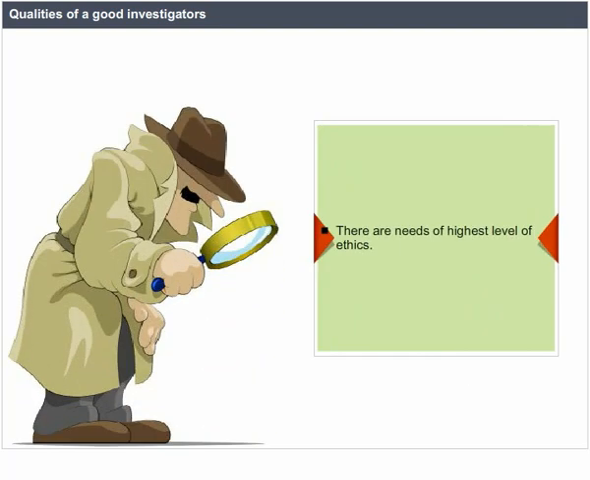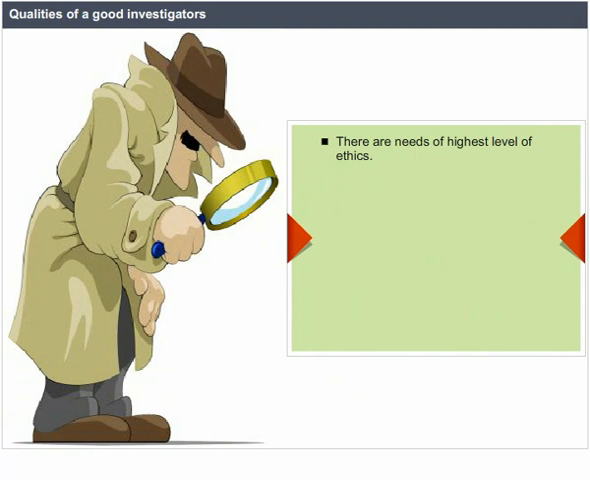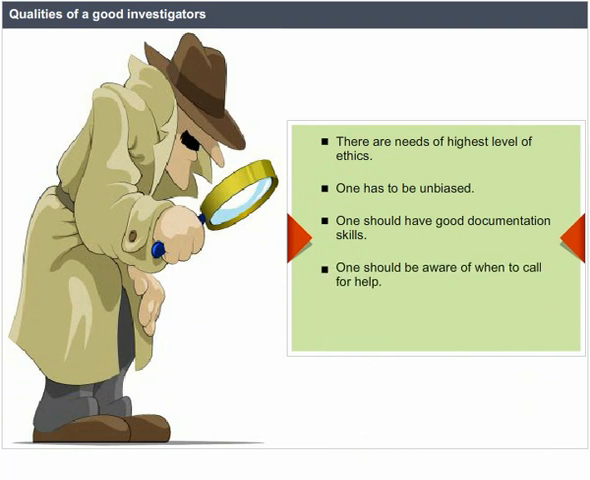Qualities of a good investigator. There is a need for the highest level of ethics. One has to be unbiased. One should have good documentation skills. One should be aware of when to call for help. One has to have good communication skills.